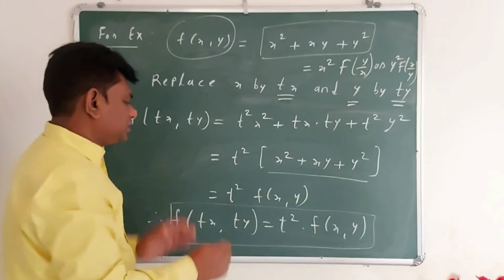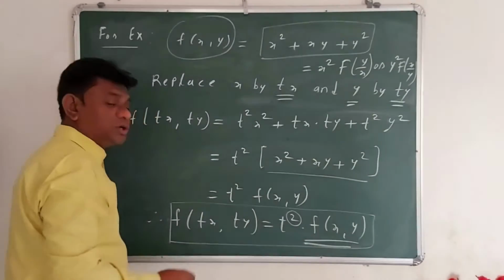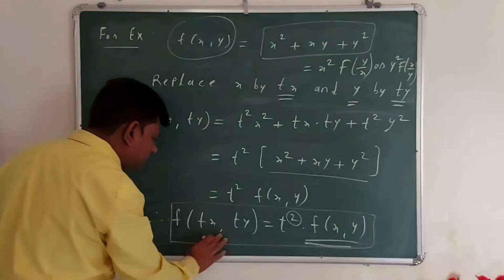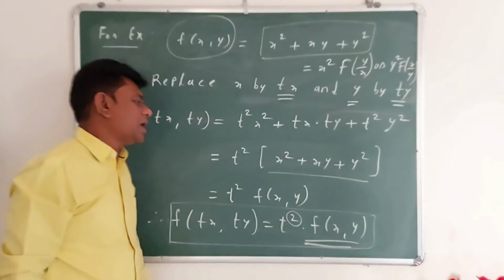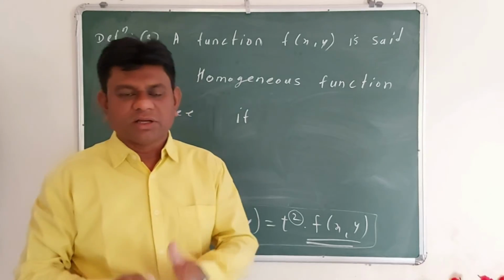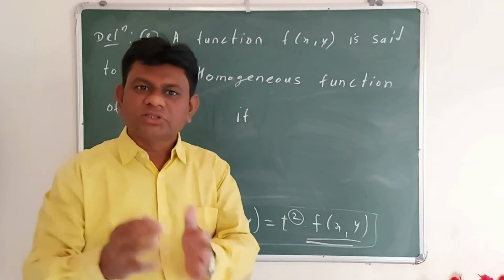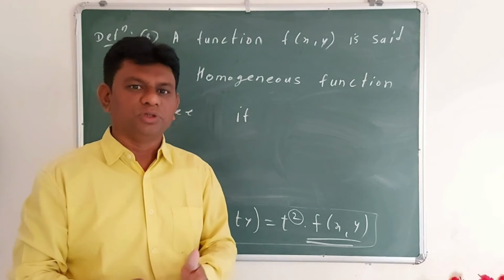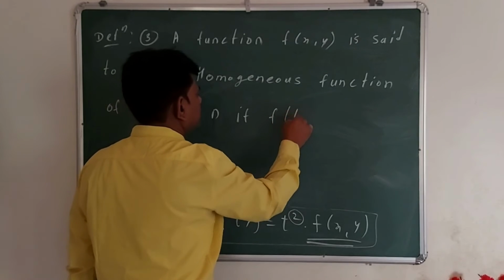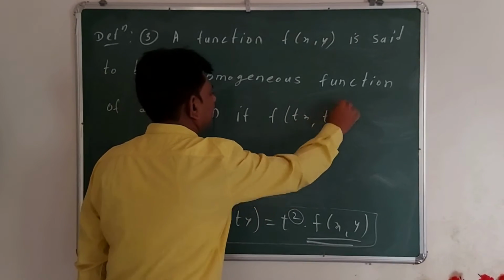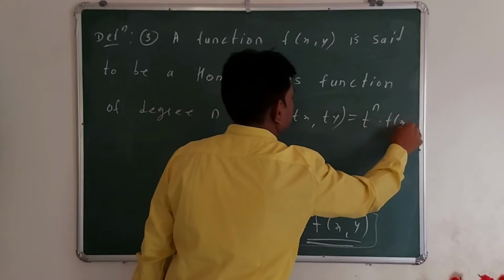So therefore this f(x,y) is a homogeneous function of degree 2 if f(tx,ty) is equal to t square times f(x,y). Now again we define the homogeneous function based on this t test. A function f(x,y) is said to be homogeneous of degree n if f(tx,ty) is equal to t to the power n times f(x,y).